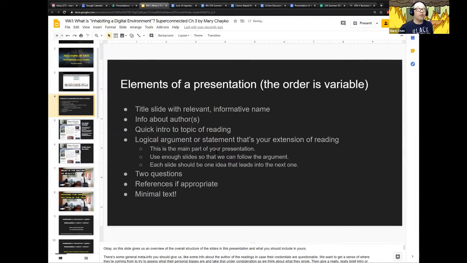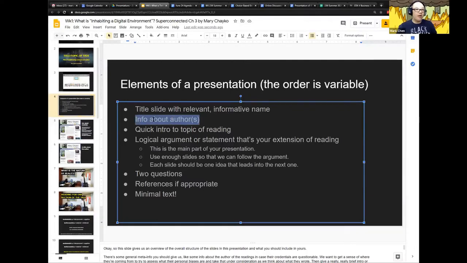Then the elements of a presentation. The things that I want you to include: some sort of title, right? I want you to do a little bit of research on the author or authors of the thing that you're reading, because sometimes it's useful to figure out where they're coming from. Maybe they're really extreme one way or the other in terms of political views or something like that. That would be useful to know, so always read everything with a grain of salt.